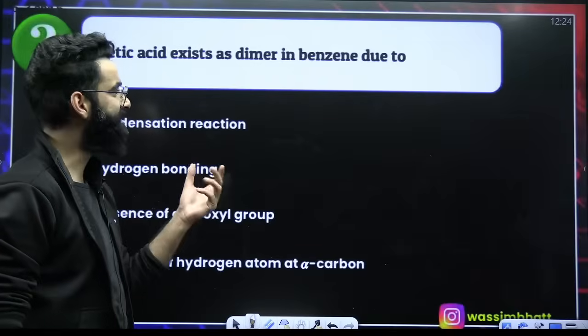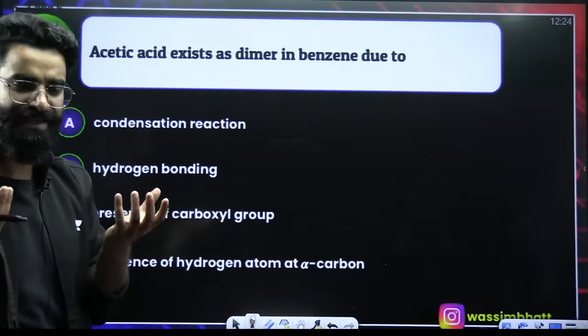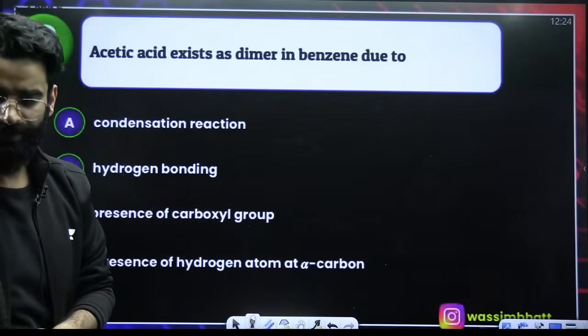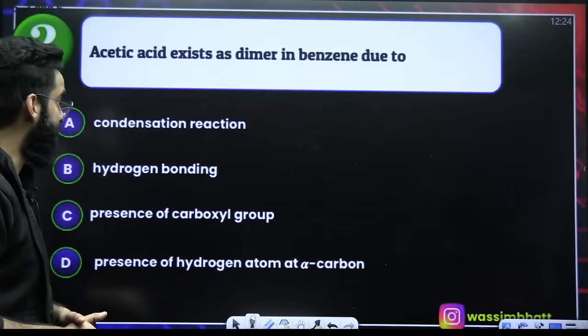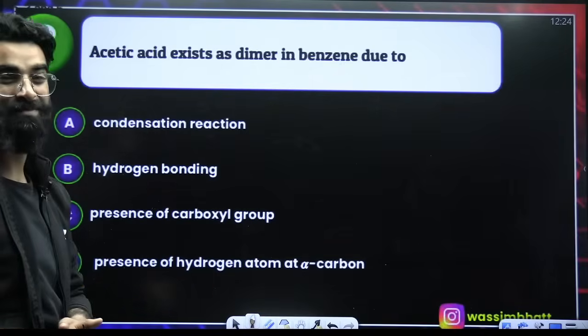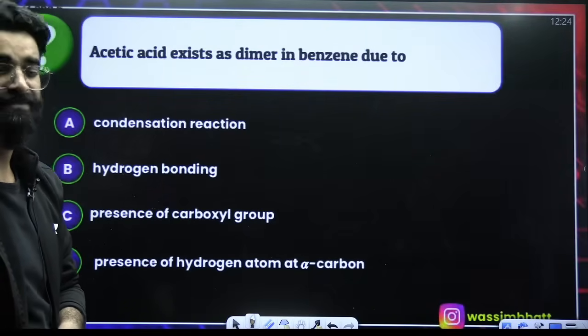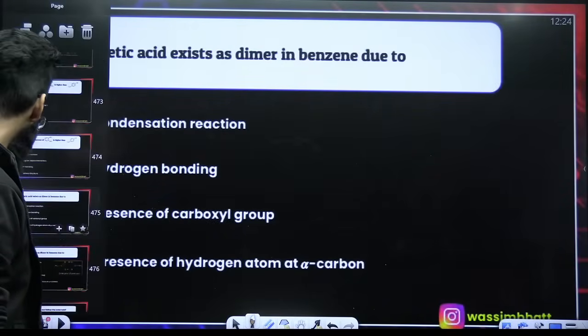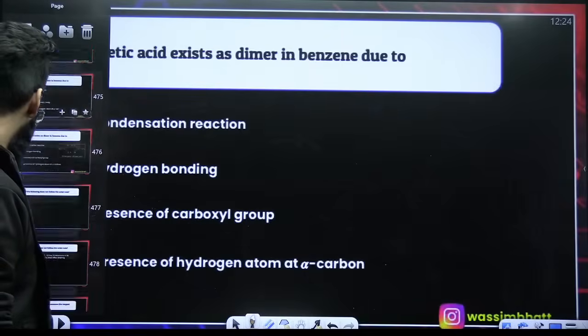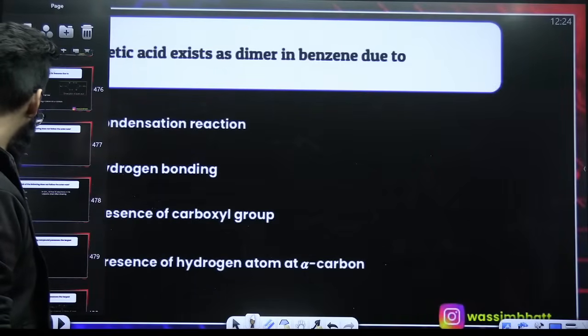One more. Acetic acid exists as a dimer. That means two acetic acid molecules are forming one, right? Acetic acid exists as dimer in benzene. Why is that? Because of hydrogen bonding.